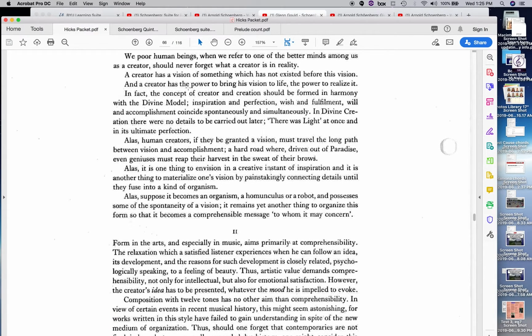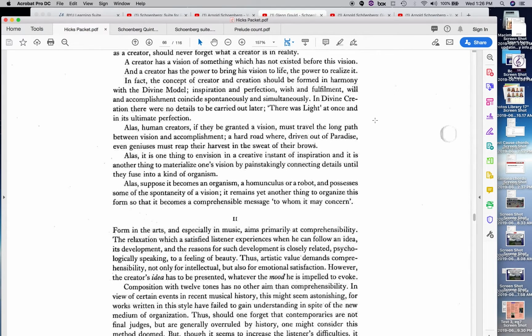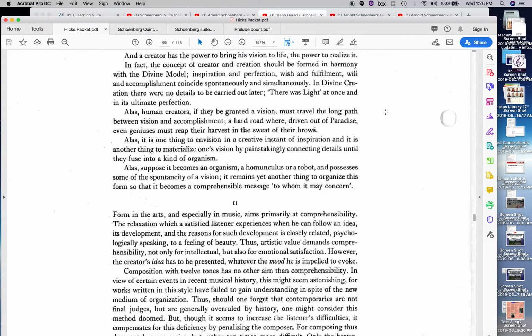okay, so he says a creator has a vision of something which has not existed before this vision. Now, of course, this is reminiscent of the ex nihilo version of creation. Mormonism, of course, proposes the idea of organizing materials that already exist. But his point of view is bringing something out of nothing. But anyway, divine model, inspiration and perfection, wish and fulfillment, will and accomplishment. These are his view of creation.